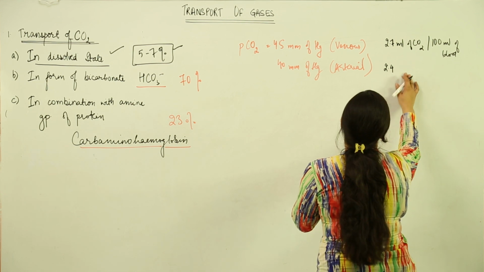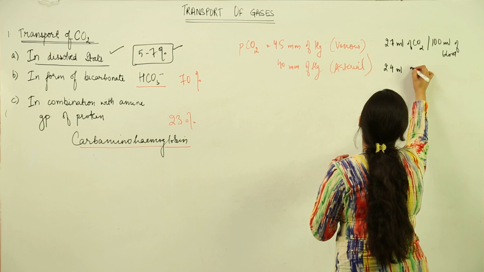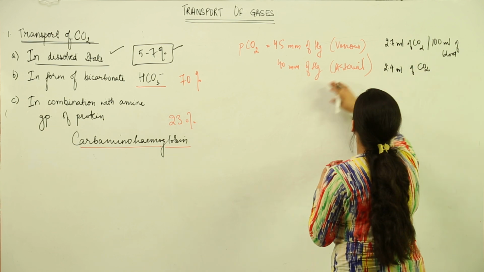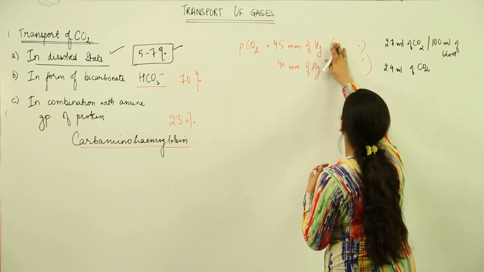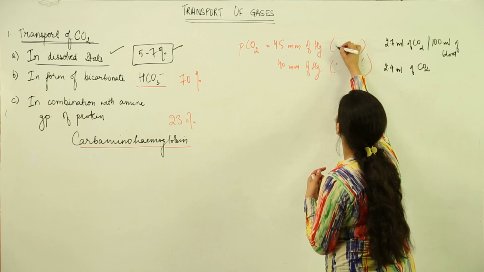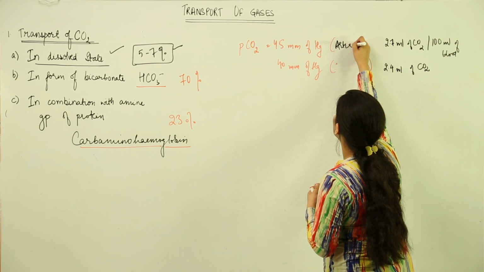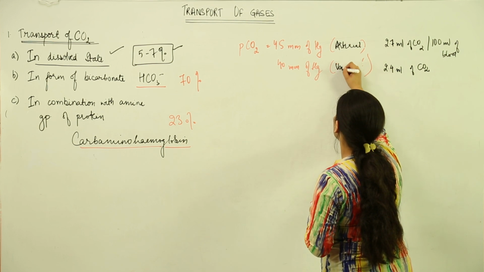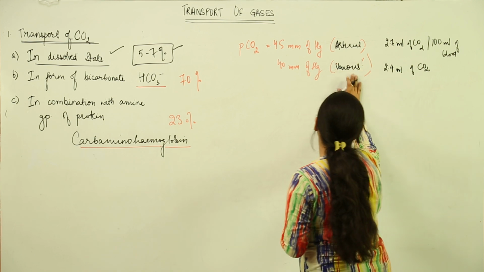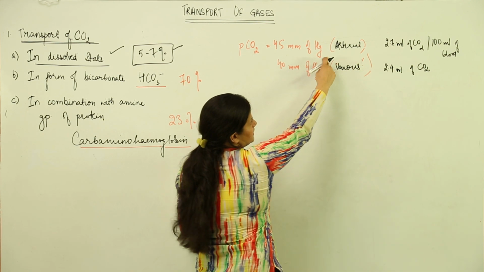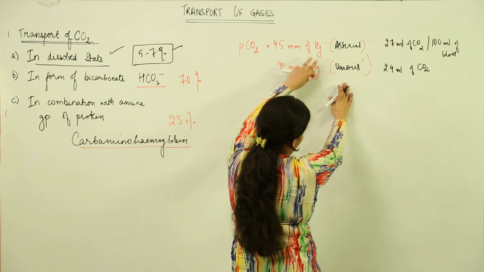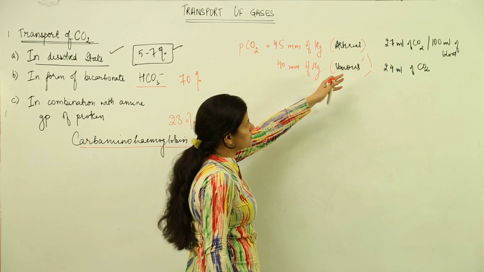This has gone a little bit opposite. This would be venous, arterial, and this would be venous, not the opposite. See over here, this is the arterial and this is the venous blood. The difference, I wrote it opposite earlier.